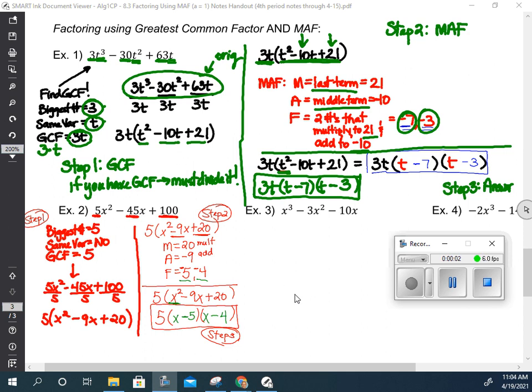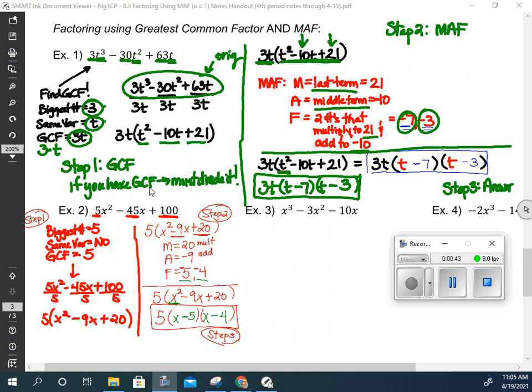All right, so we ended up Thursday starting to factor using the greatest common factor and MAF. Again, the whole purpose is to take problems apart. So the first step in taking problems apart is to find the greatest common factor. The greatest common factor is the biggest number that divides out, which for example 1 was 3. If they have the same variable, we take it out. All of them had a t, so the greatest common factor is 3t.